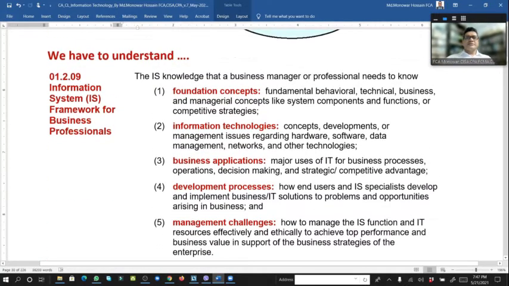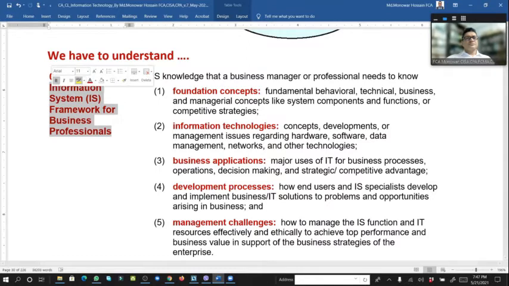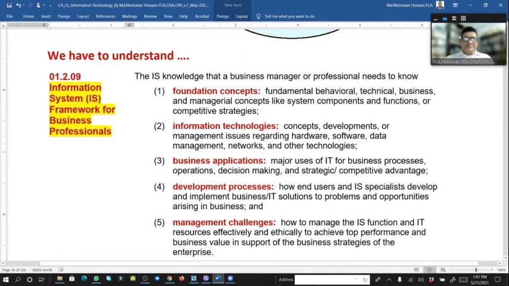We have to understand the information system framework for business professionals. IS means information system. The information system knowledge that a business manager or professional needs to know is fundamental, that means foundation concepts, that means fundamental behavioral, technical, business, and managerial concepts like system components and functions or competitive strategies.